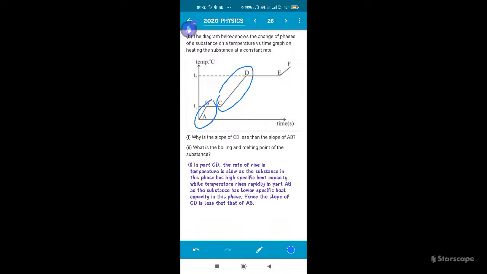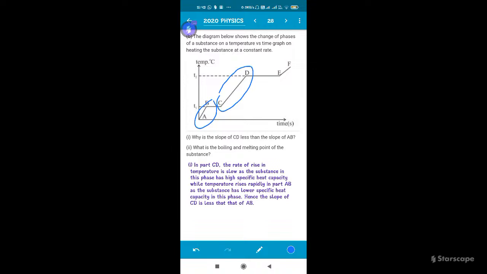Because of high specific heat capacity, you can see that in the phase when the substance is melting and in the phase when the substance is going to boil, there is a difference in the amount of time required to raise the temperature. It is clear from the figure and from the explanation that the substance we are talking about is water, because water has a very high specific heat capacity, isn't it? So in the phase CD, the temperature change is time consuming as compared to the phase AB. As a result, the slope of CD is lower than AB. I hope it is clear.